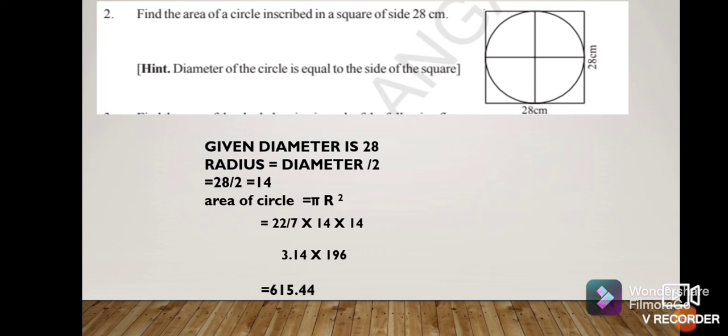Now let us solve this one. Given diameter is 28, the radius is equal to diameter by 2, that is 28 by 2, we will get 14 centimeter. Then area of a circle is simply pi r square, then 22 by 7 into 14 into 14, then 3.14 into 14, 14 is 196. So on multiplication we get 615.44, 615.44 centimeter square. Okay, very easy sum.